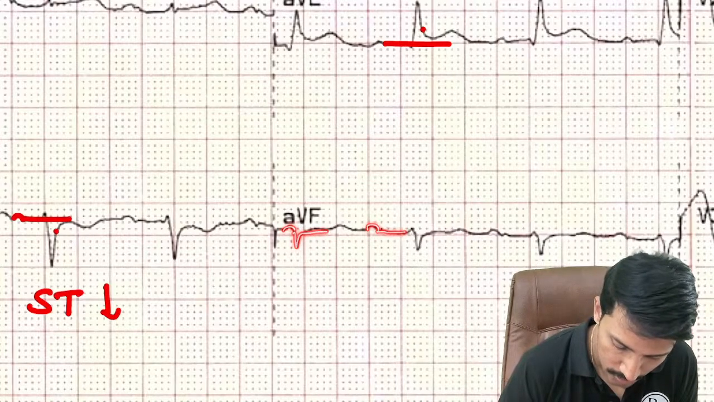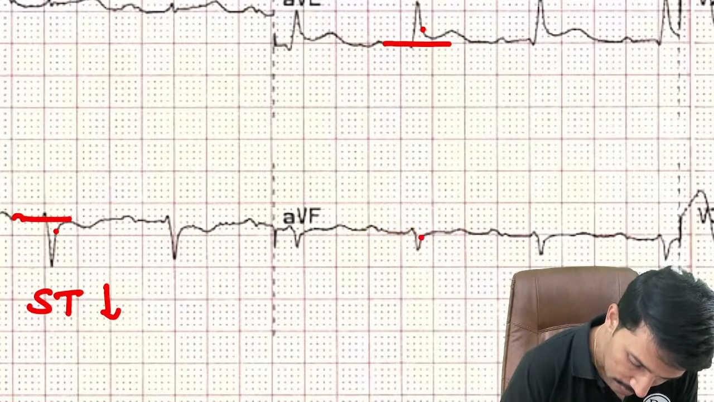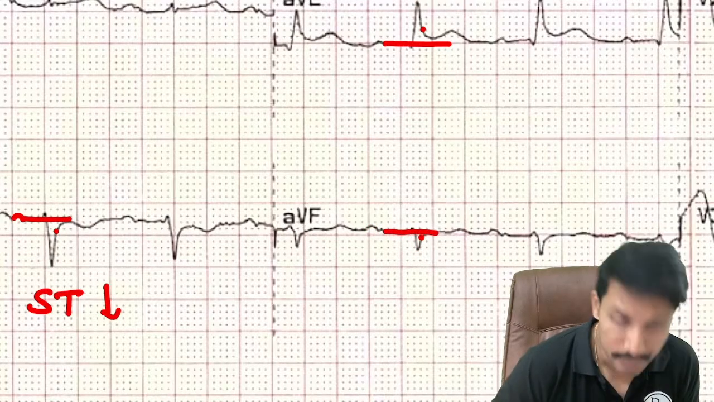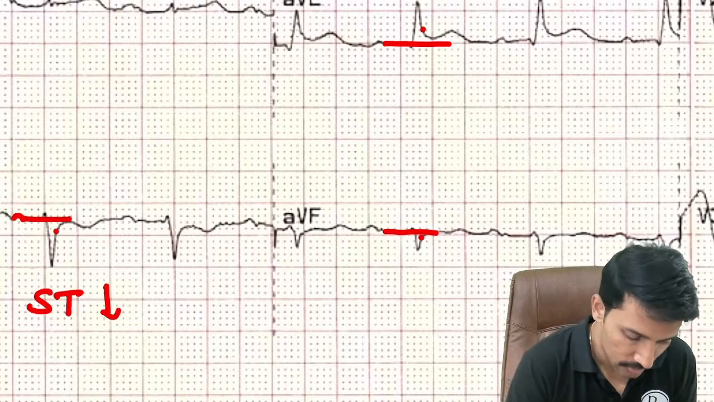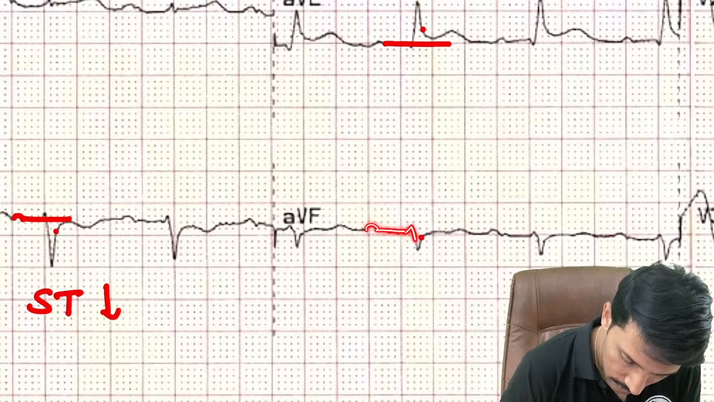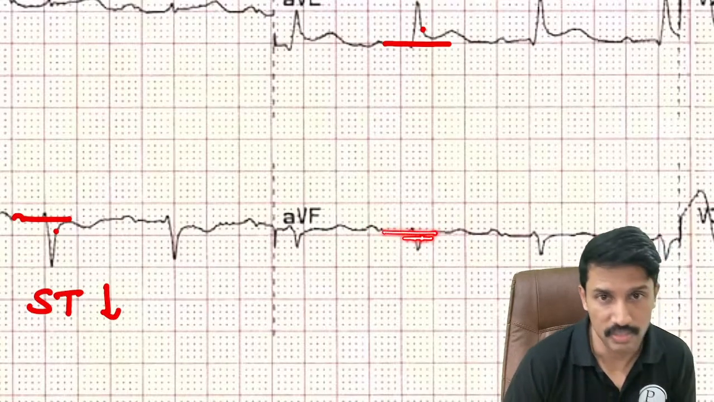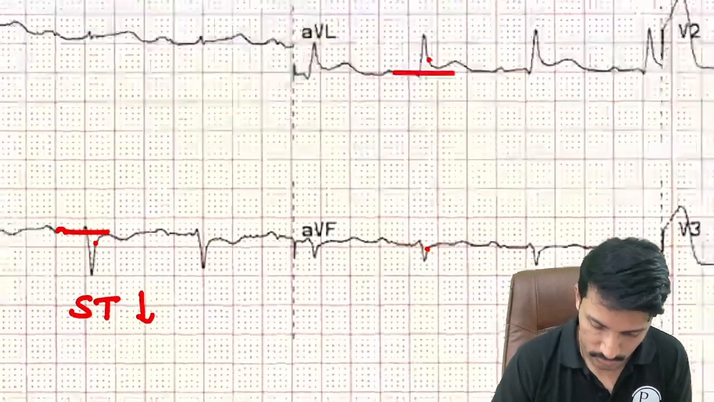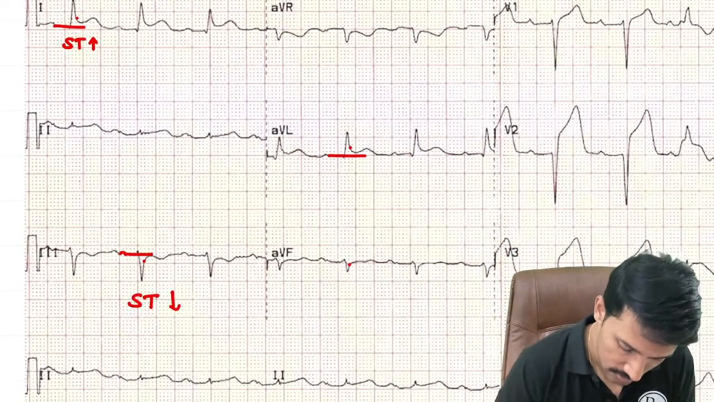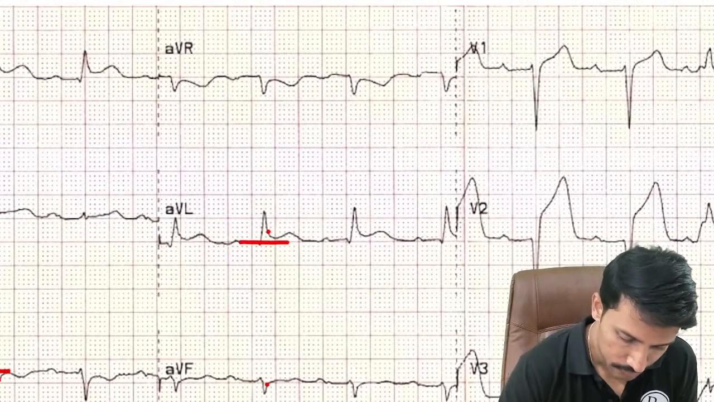Lead AVF, again a bit difficult. This appears to be the PR segment. R goes up, comes down, yes, it ends here. So this I will take as the J point, slightly below the baseline. When you look closely, PR segment, R, S ends here and an angle there. So you can see that this is the J point. This is the J point line, this is the PR segment line, one small square below the baseline. So I will count ST depression in AVF.